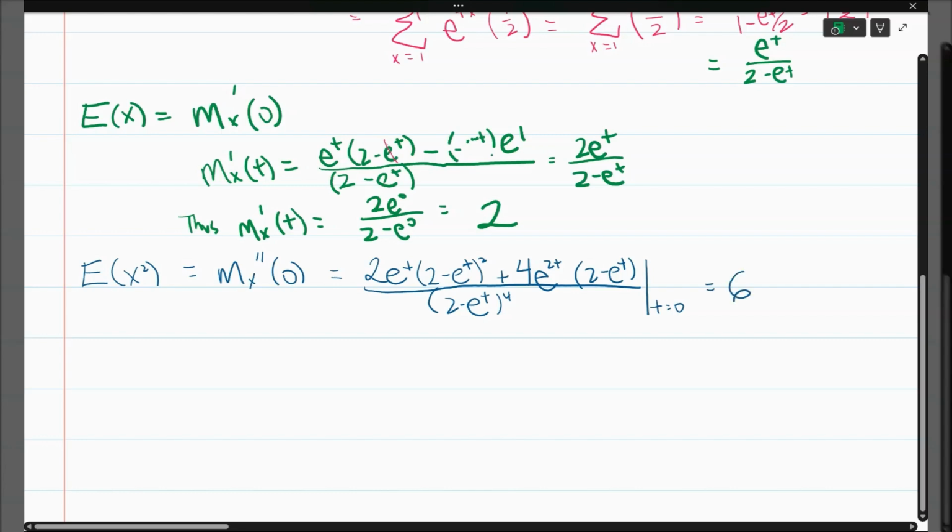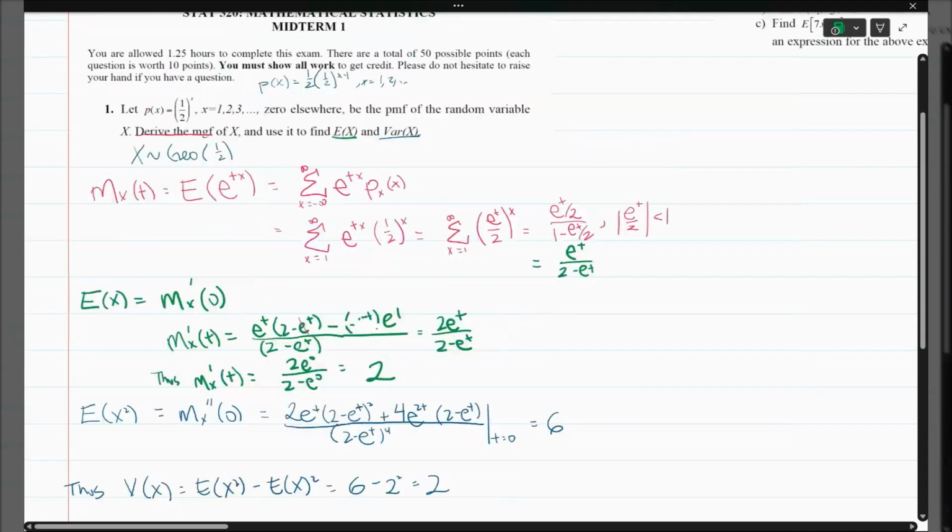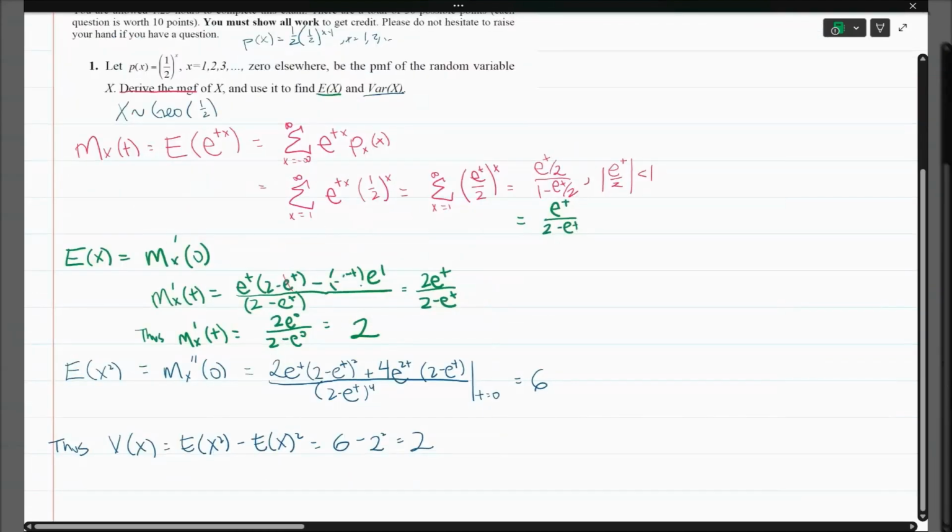Okay, thus for the variance, V of X is E of X squared minus E of X quantity squared. It's going to be 6 minus 2 squared, which will also be equal to 2. All right, so that's the first question on this exam, and showing what we have right here will get the job done.